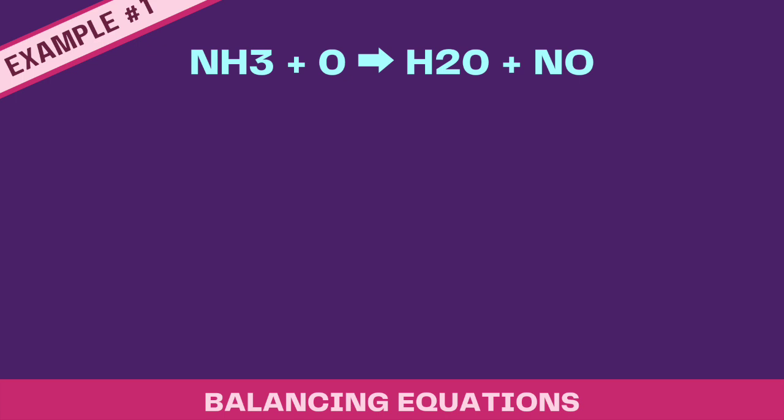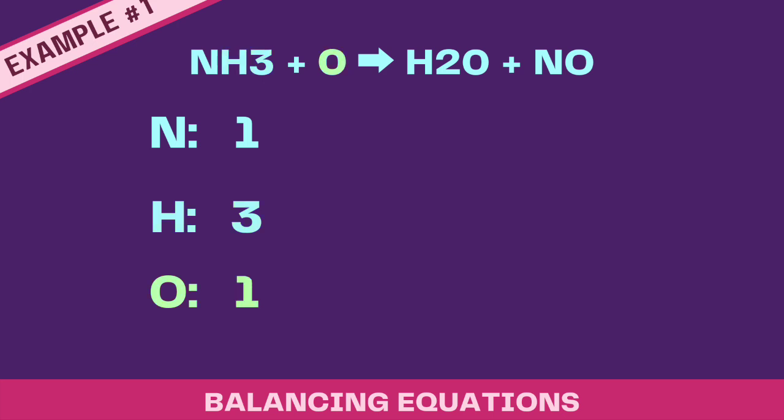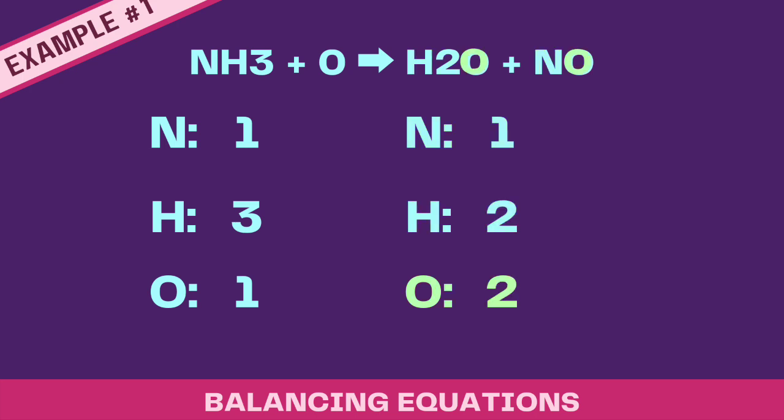We have here NH3 plus O2 as reactants and H2O plus NO as products. To know if they are balanced, let us write down the elements and their subscripts. Subscript is commonly the small number on the right side of an element, which indicates the number of atoms, like 1 of nitrogen, 3 of hydrogen, and 1 of oxygen. Let's move on to the product side. Here, nitrogen has 1, hydrogen has 2, as well as the oxygen. As you see, nitrogen is the only balanced element in this equation.